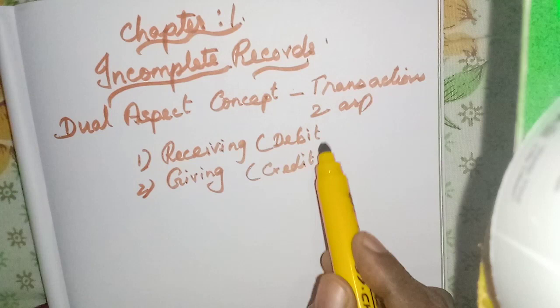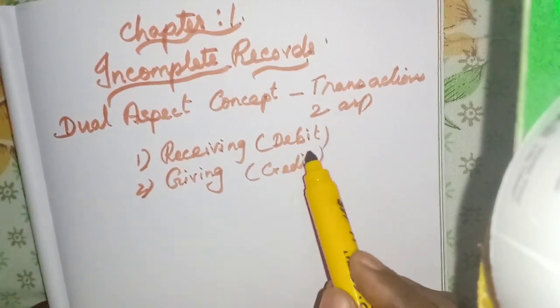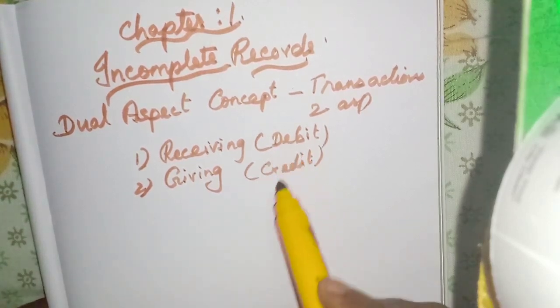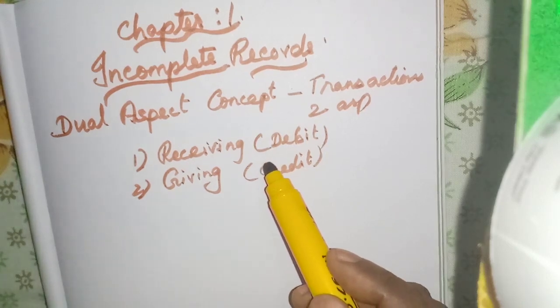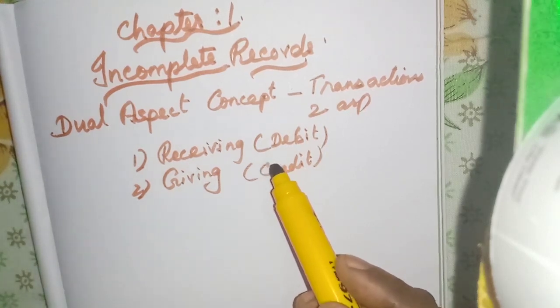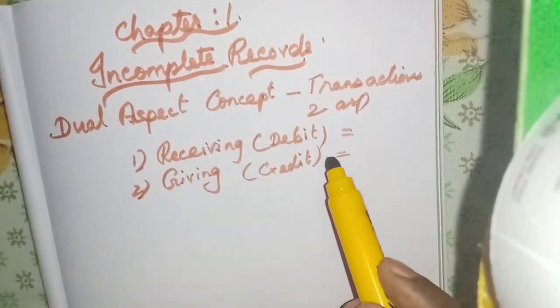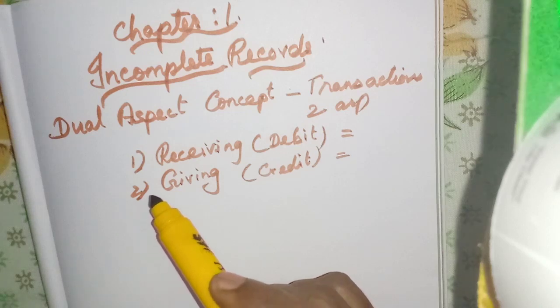So in short, for every transaction it affects two accounts. At least two accounts, at least one debit and one credit. Then we may have more debits and more credits, but the debit will be equal to the credit, isn't it? That we have learned in the 11th standard.